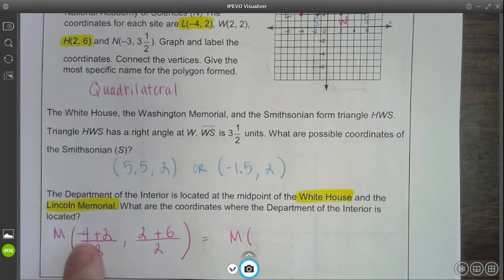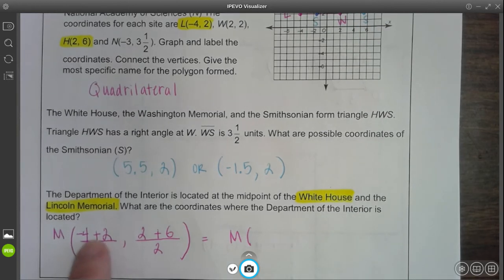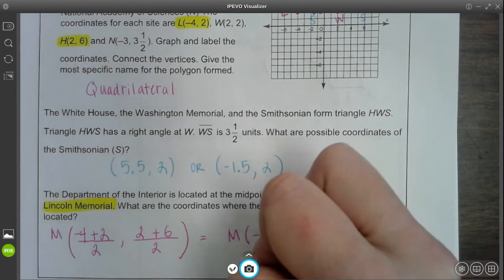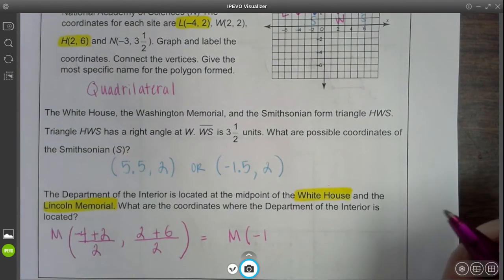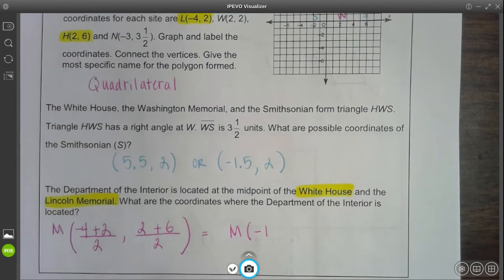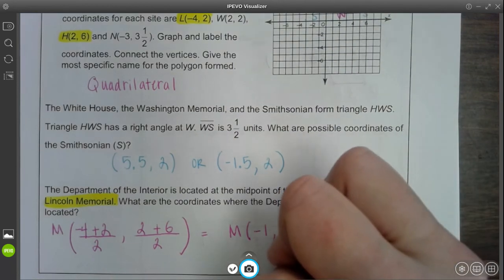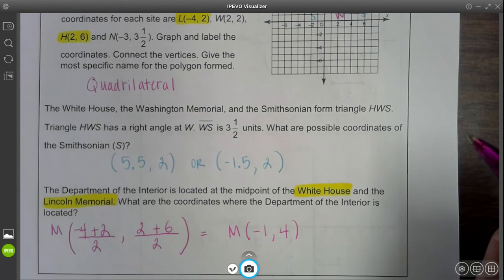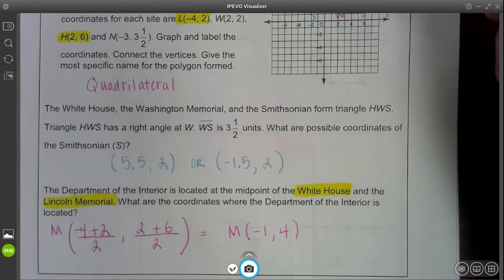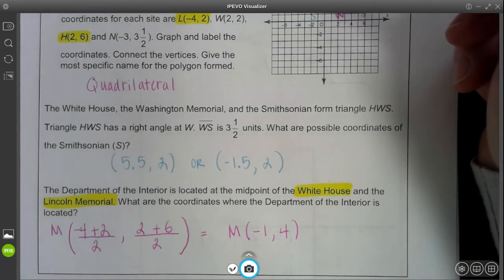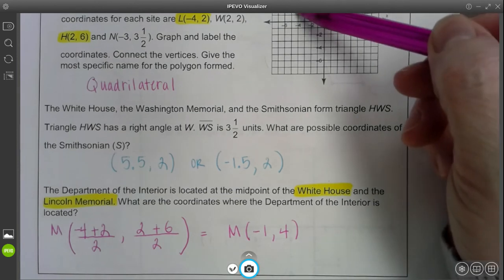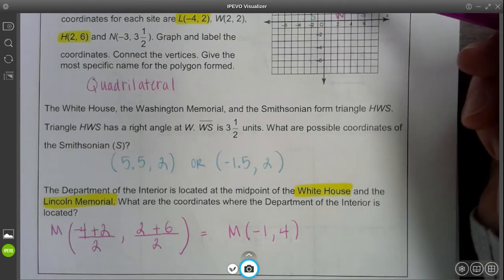Okay, so this one, -4 plus 2, that's a -2. And -2 over 2 is a -1. The next one, 2 plus 6 is 8. 8 divided by 2 is 4. So that would be where the Department of the Interior is located. And I could kind of look at that here. -1, 4 would be right in the middle of the Lincoln Memorial and the H.